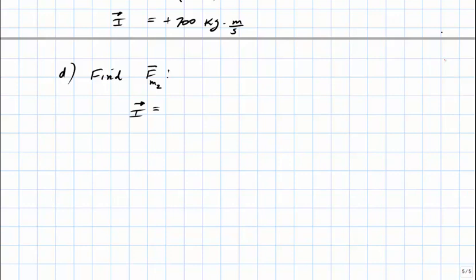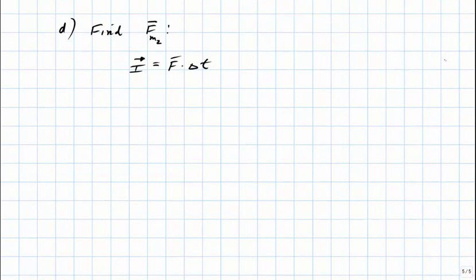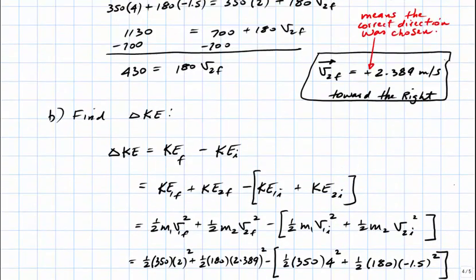So again, the impulse equals the average force times delta t. The impulse was calculated as 700. The time was given as 300 milliseconds. Let's take a look in the problem.